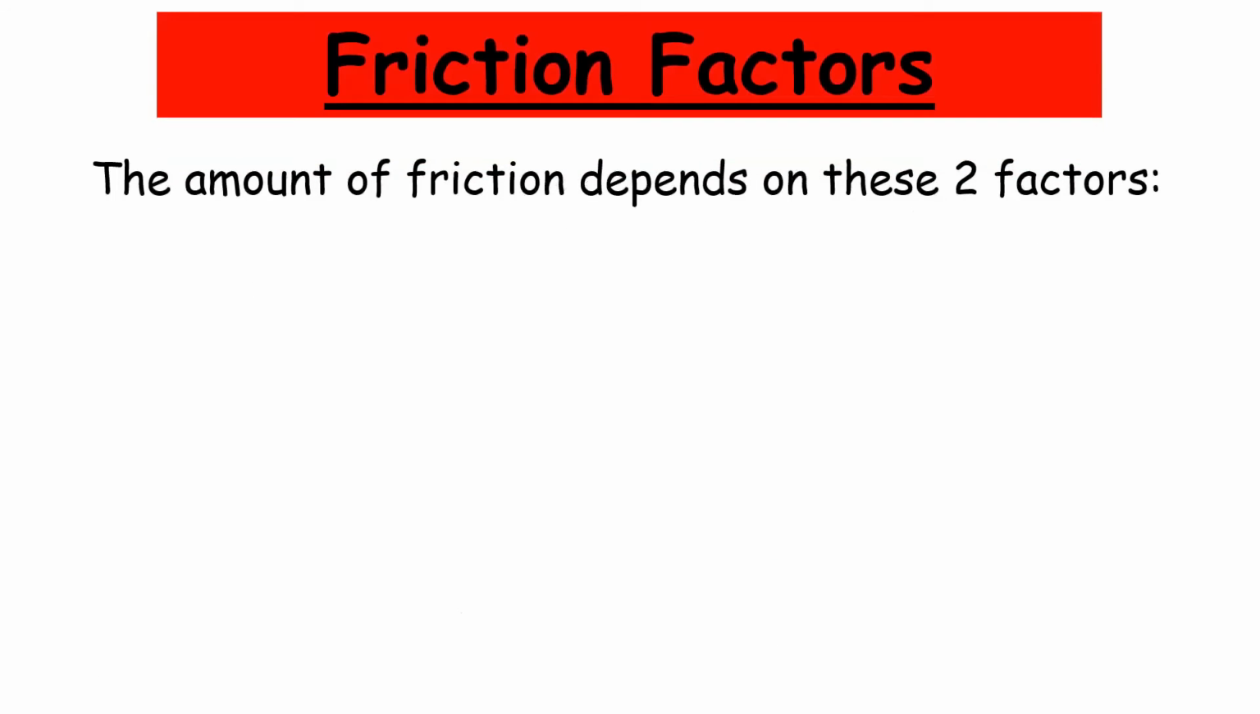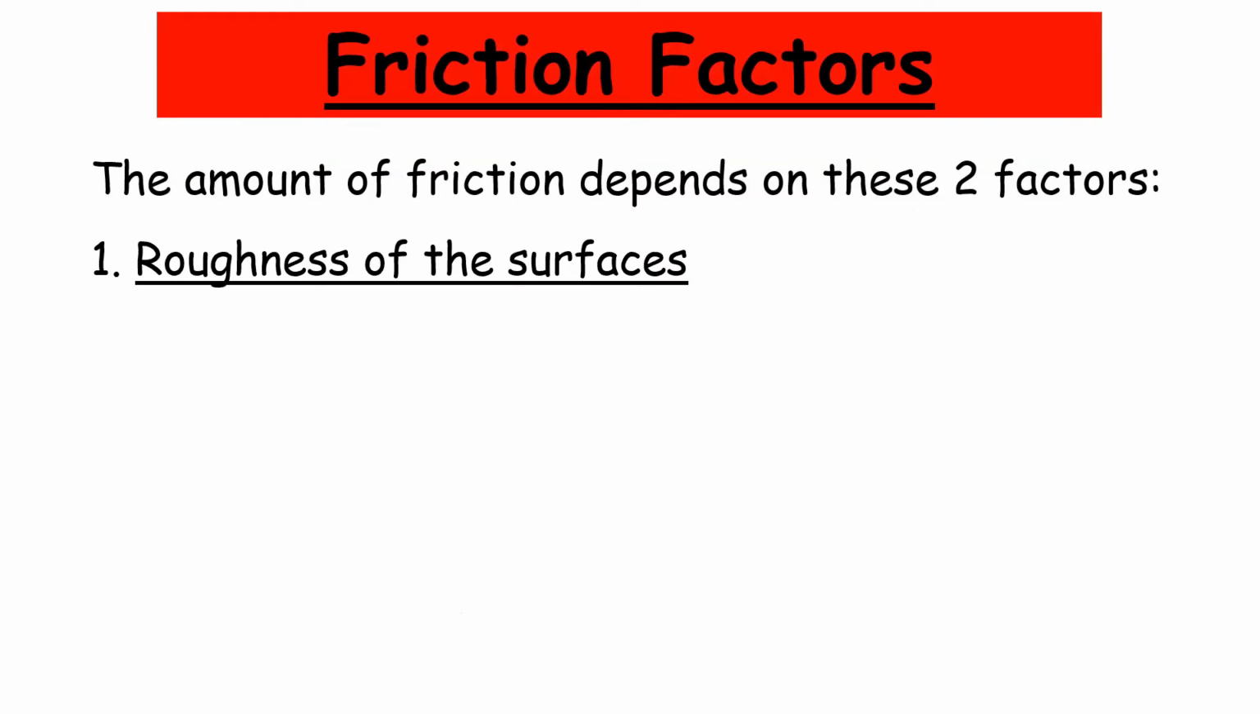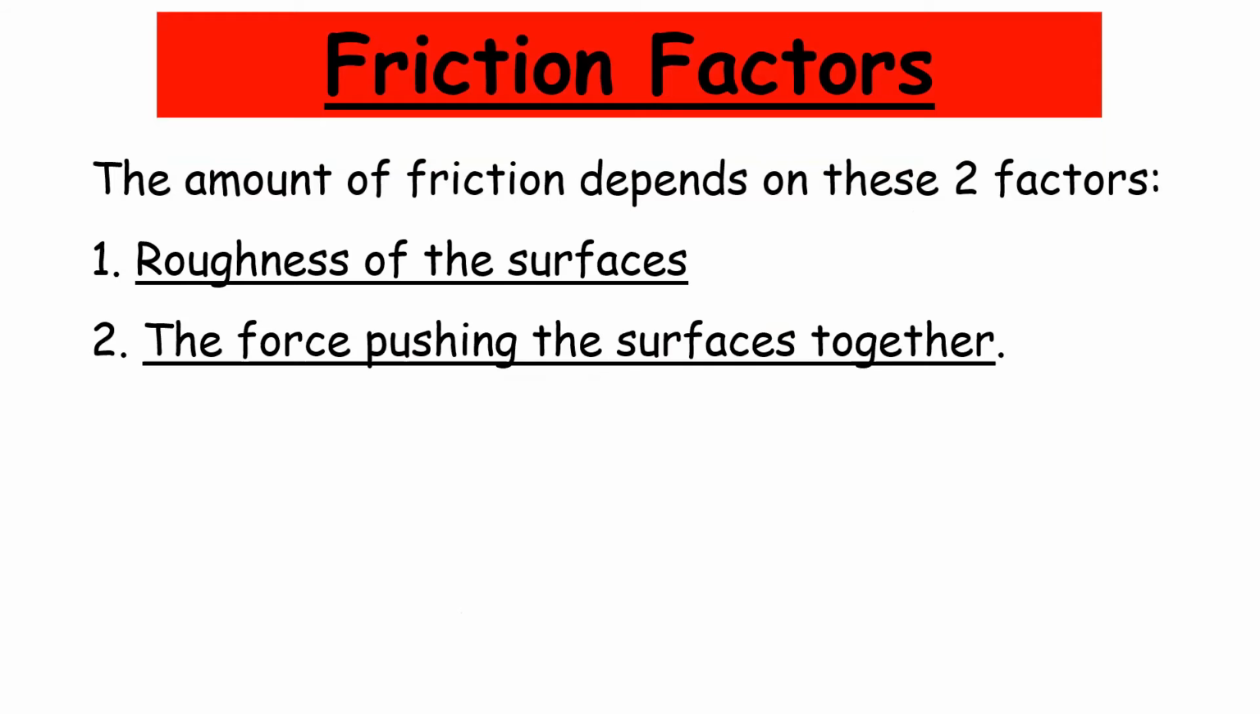The amount of friction depends on two factors. What are those factors? First is the roughness of the surfaces. And second, the force pushing the surfaces together. So that's the two factors.